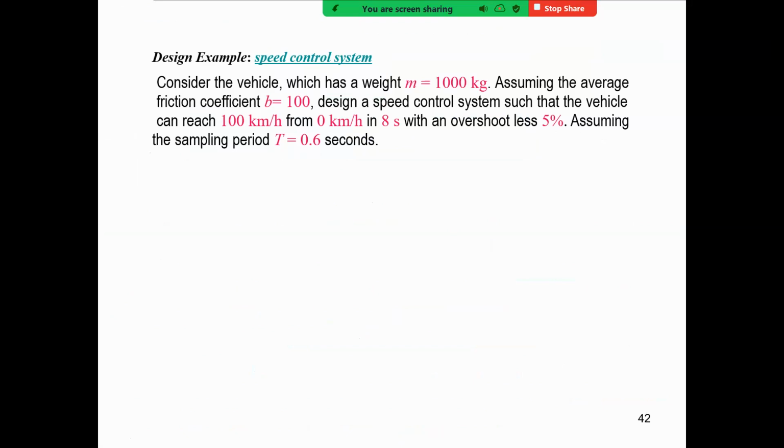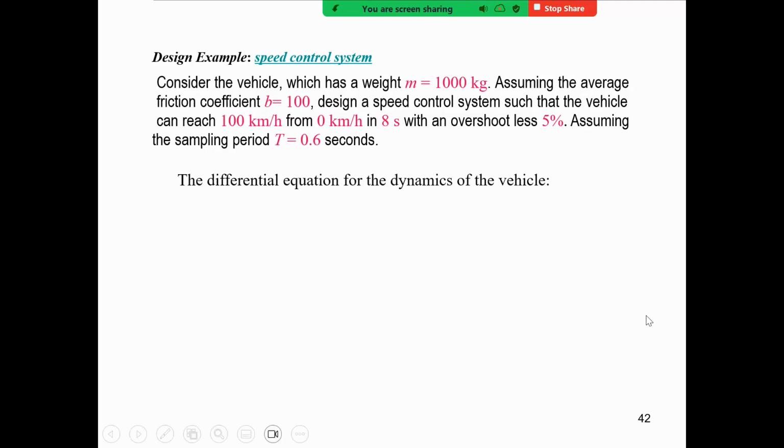Let's look at a design example. In lecture 4, we talked about the speed control system. We want to control the speed of a vehicle, so we consider a vehicle which has a weight. Assuming the average friction, we design a speed control system such that the vehicle can reach 100 kilometers per hour from 0 kilometers per hour in 8 seconds with an overshoot less than 5%. So we have requirements on the settling time and on the overshoot.